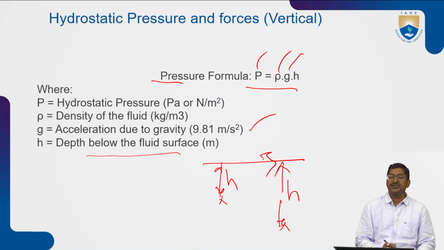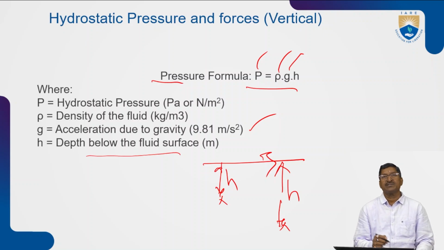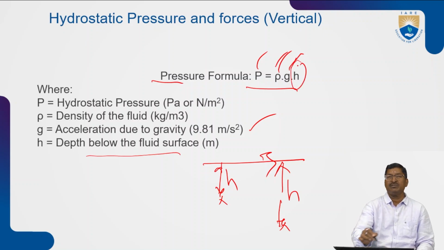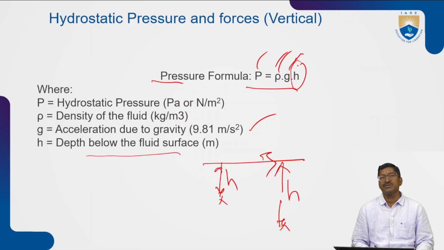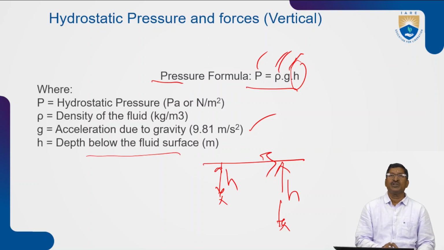Here the density of water, rho, is constant, and acceleration due to gravity is also constant. These are not changing. The only variable is h, the depth below the surface inside the water. So we get the pressure formula P is equal to rho g h. That means density of fluid into acceleration due to gravity into depth below the fluid surface. If you multiply rho g h, you get the pressure.